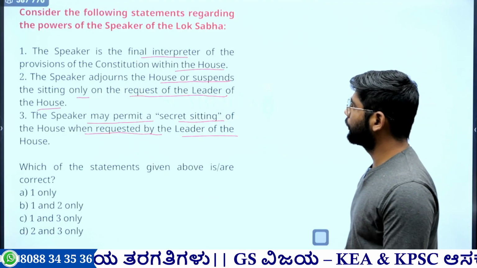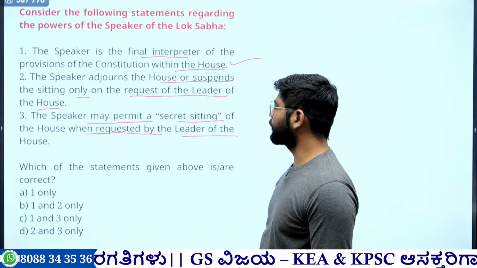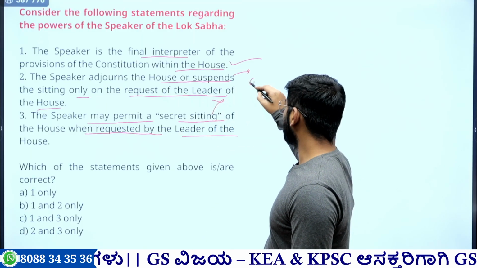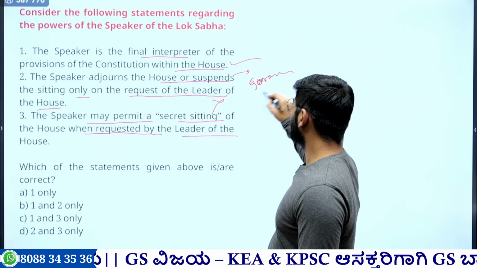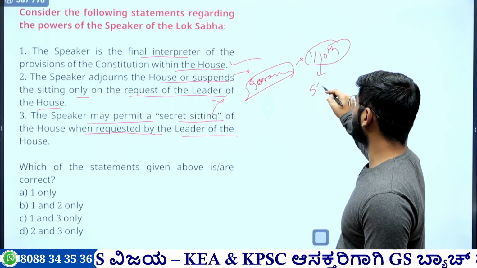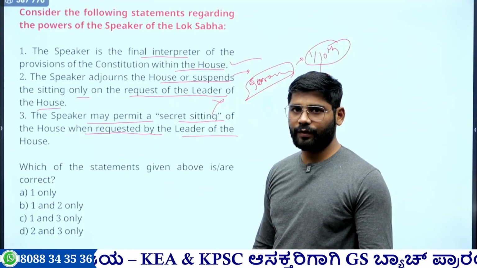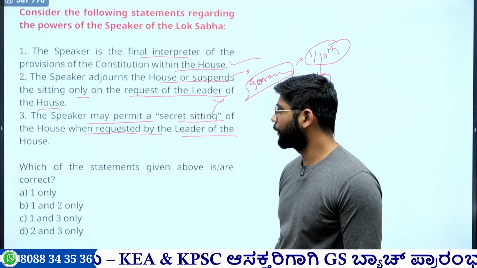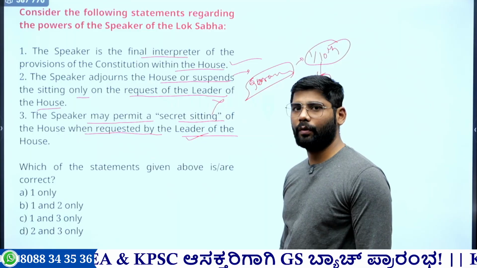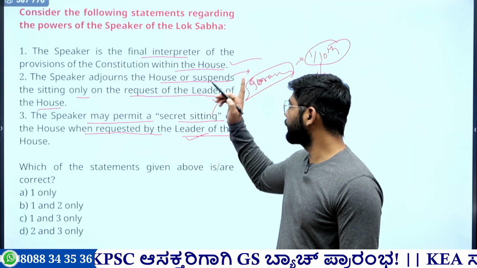Okay, so first, the speaker is the final interpreter of provisions of the constitution within the house. Yes, correct. The speaker adjourns the house or suspends sitting only on request, not request. He adjourns or suspends the house when there is a lack of quorum. What is the quorum? It is one-tenth. Means in case of Lok Sabha, it is 55 members. For every sitting, there must be 55 members present. Then only can the proceedings happen, unless the speaker adjourns. But the last one, the speaker may permit the secret sitting of the house at the request of the leader of the house. Okay, so yes, this is correct. We'll see the leader of the house with one MCQ. So second is wrong, first and third are correct.